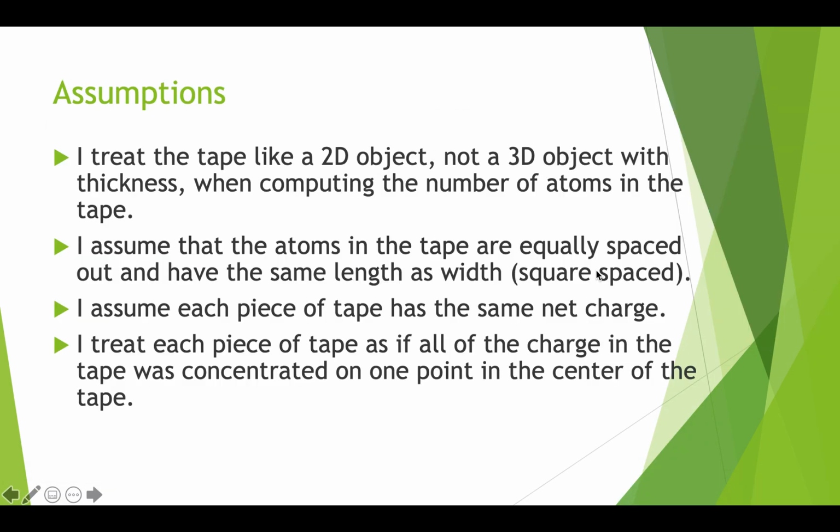So there are a few assumptions. I treat the tape like a 2D object, not a 3D object with thickness, when I compute the number of atoms in the tape. And I also assume that the atoms are square shaped, with equal width and length. I also assume each piece of tape has the same net charge, and I treat each piece of tape as if all of the charge in the tape is concentrated at one point in the center of the tape.